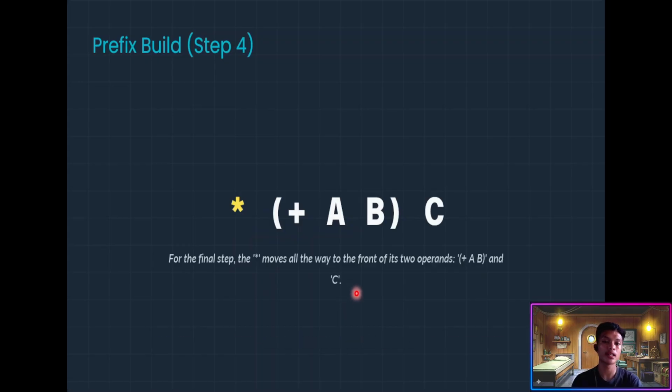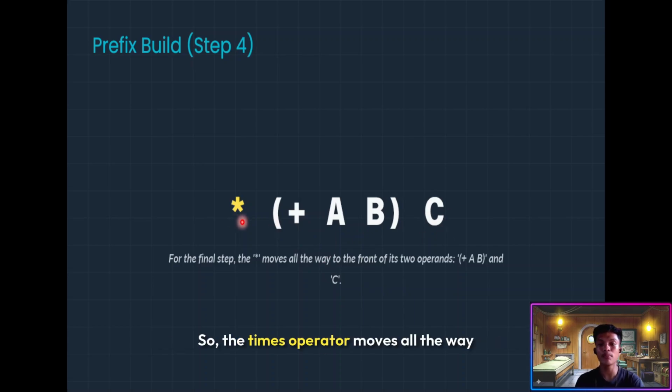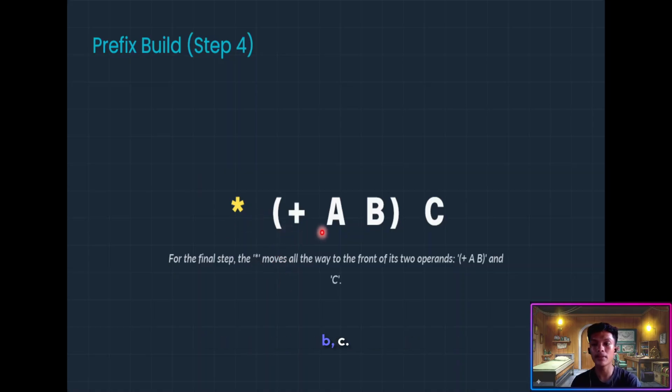And for the final step, we treat plus A B as our first operand and C as our second. So the times operator moves all the way to the front of the entire expression. Our final prefix notation is times plus A B C.